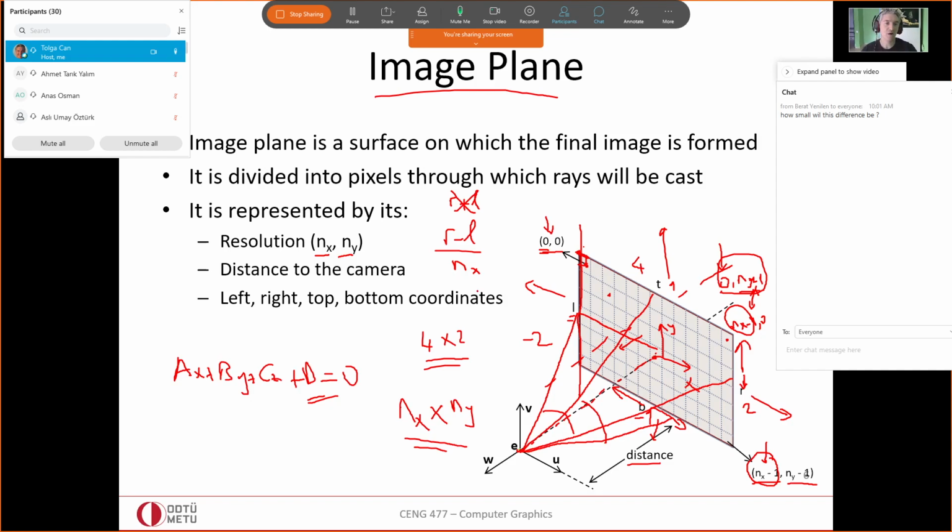So if somebody asks you how large your pixels are, what is the size of a pixel in real life, for example, on a monitor? How do you determine the size of a pixel on a monitor? You need to know the resolution, nx and ny.